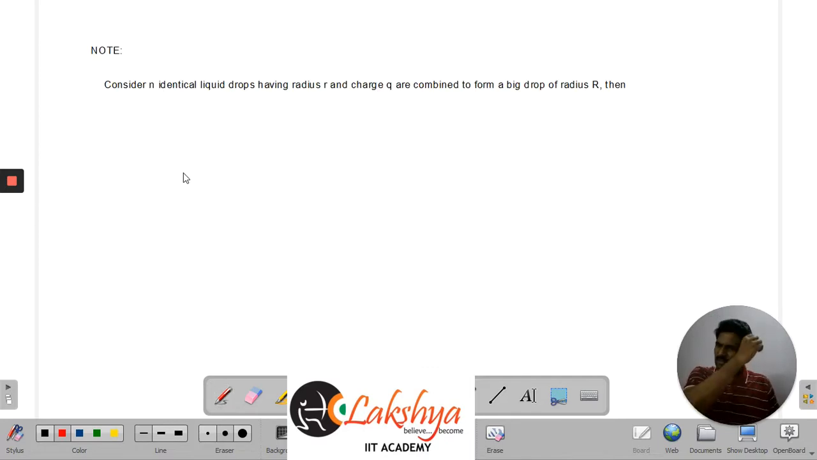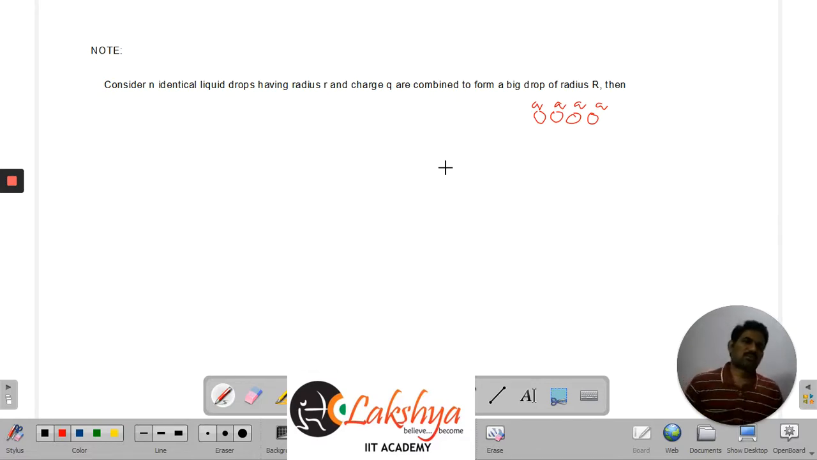So now let us see, n identical drops are having some charge q on each, and they are combining with each other. Suppose these small liquid drops are there, and they are carrying some charge q on each. Such a large number n of drops are there. Now such drops collapse to form a big drop of radius R.